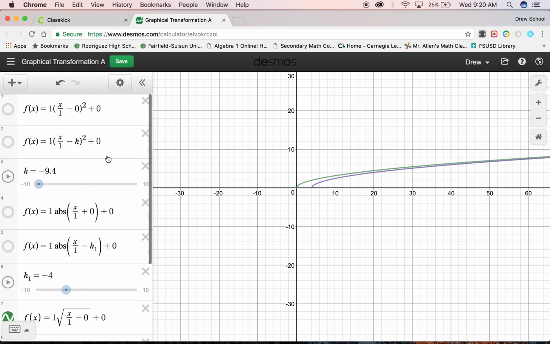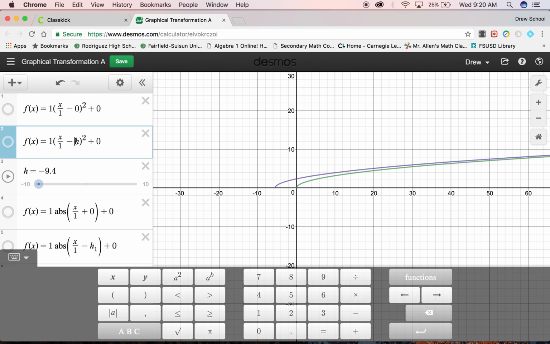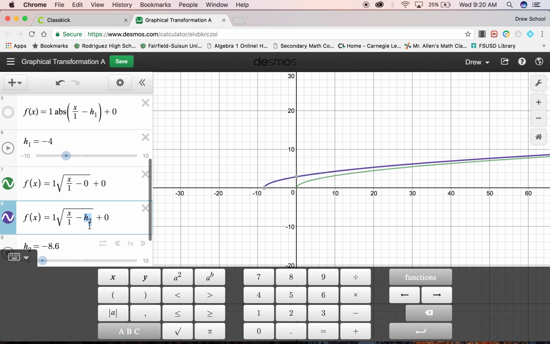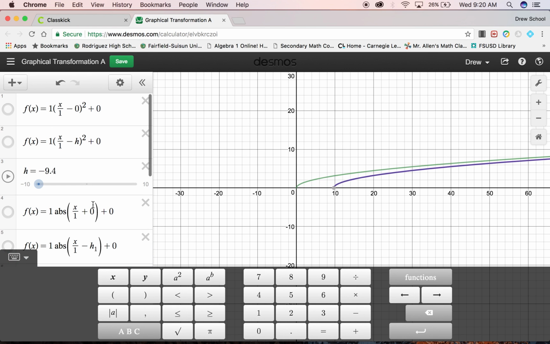So this is a horizontal shift. Moves it to the right or to the left. Notice how the h is inside all of the parentheses. It's inside the parentheses with x. It's inside or underneath the radical with x. So whenever the number is with x, it's a horizontal shift.